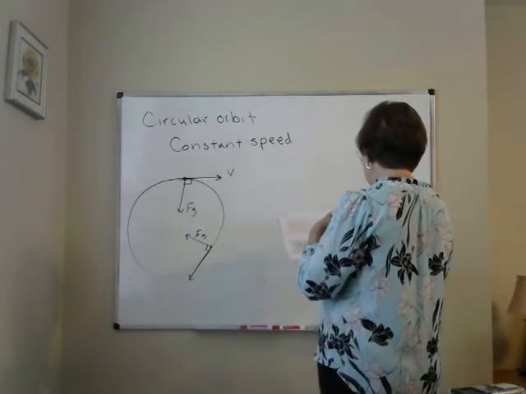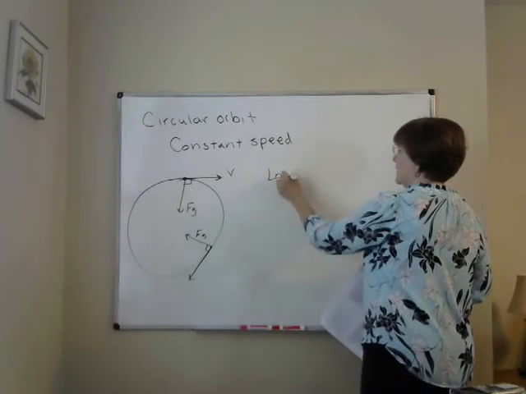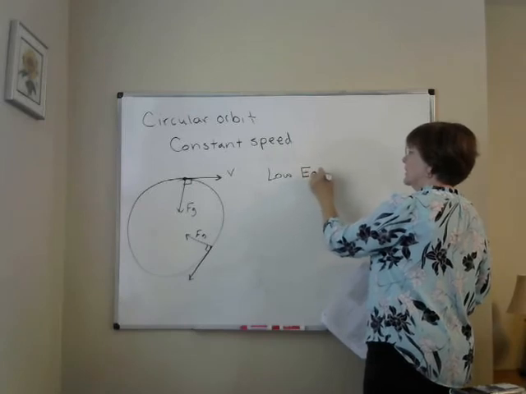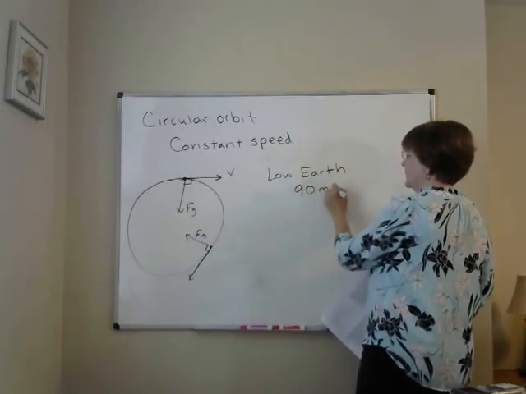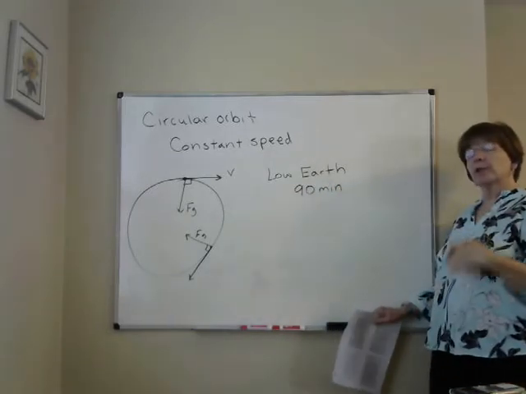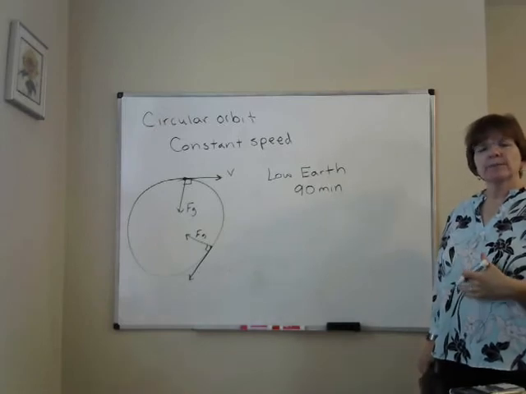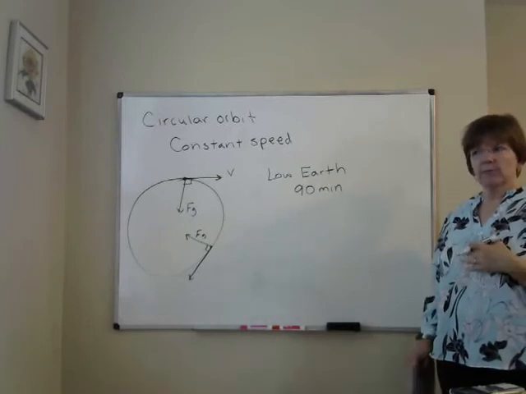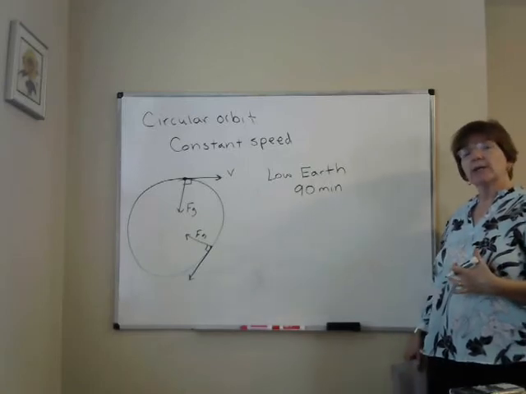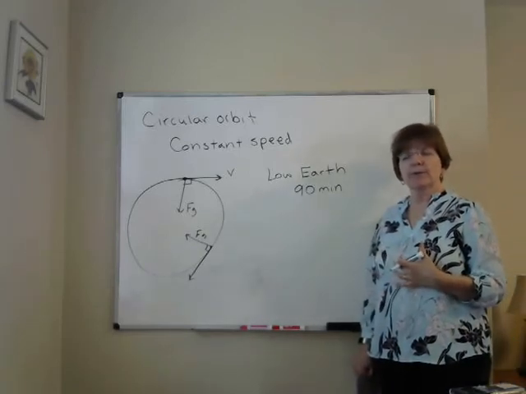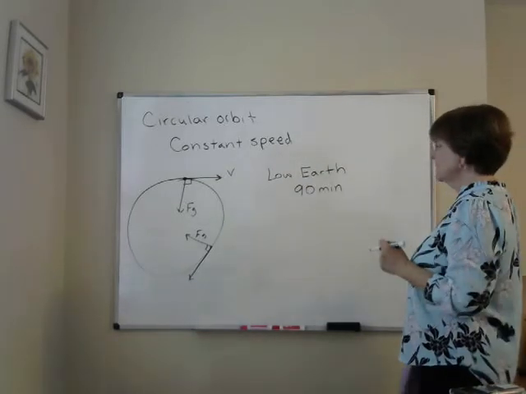We know that for low Earth, close to the Earth, it takes about 90 minutes to make an orbit. The International Space Station is in low Earth orbit. It's about 200 miles above the Earth. That doesn't sound that low, but it really is. And it orbits about 90 minutes. It's going about 17,000 meters per second, I think. I'd have to fact check me on that, but I believe that's how fast it's going.